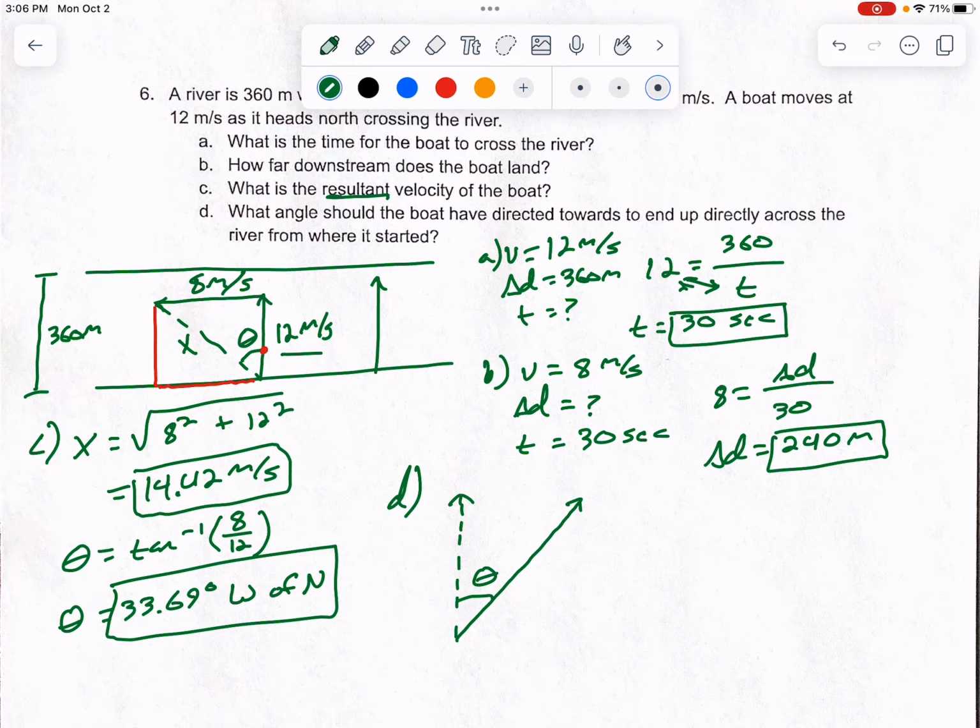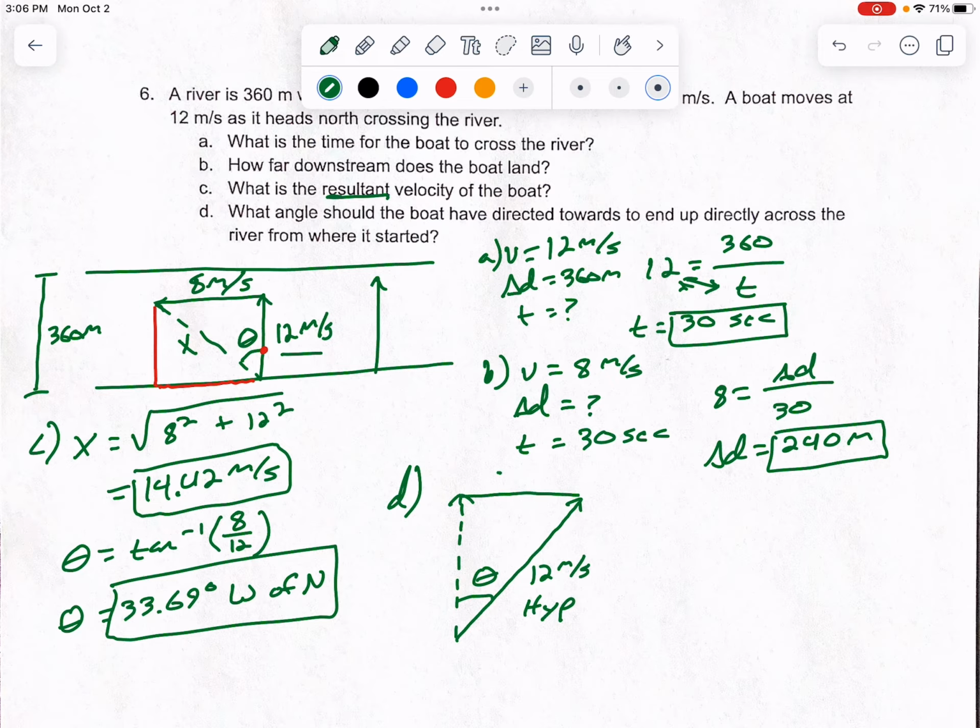Now, a good question I had is why wouldn't it be 33.69 degrees, just the opposite way? What you've got to think about is before, the boat was just simply going across. The river wasn't hurting it or helping it. Now we're turning the boat partially into the current, so that's going to slow it down. So we've got to account for that. So it's not going to be the exact same angle, because now we're changing the direction of the boat. We didn't change the speed of the boat, still going 12 meters per second, but now that's my hypotenuse instead.